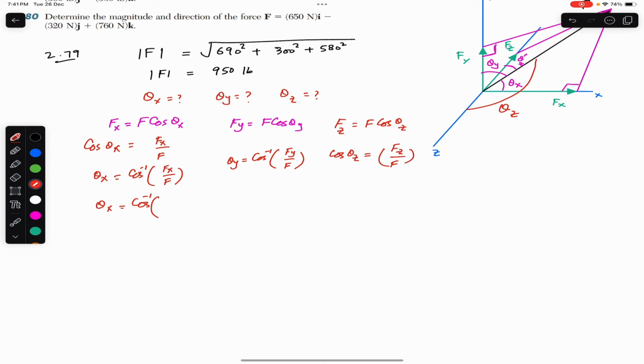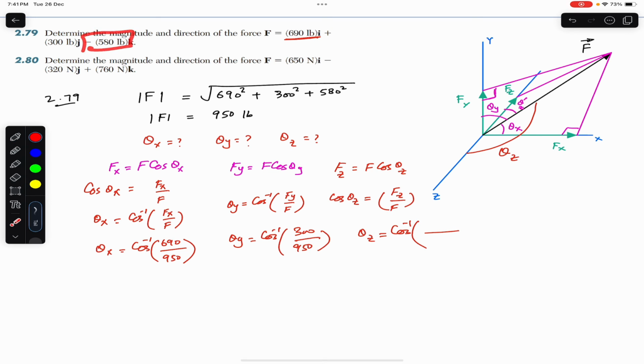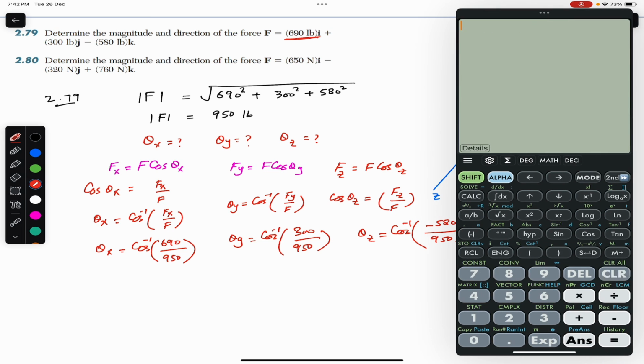Now just putting the components and the magnitude, we can find theta x, theta y, and theta z. So theta x is cos inverse of f of x, which is 690 pounds, divided by 950. Theta y will be cos inverse of the y component, which is 300 pounds, so 300 divided by 950. And the z component is f of z. Now we are going to use the negative value, so that is minus 580, so minus 580 divided by 950. So now we will be able to find all the angles.